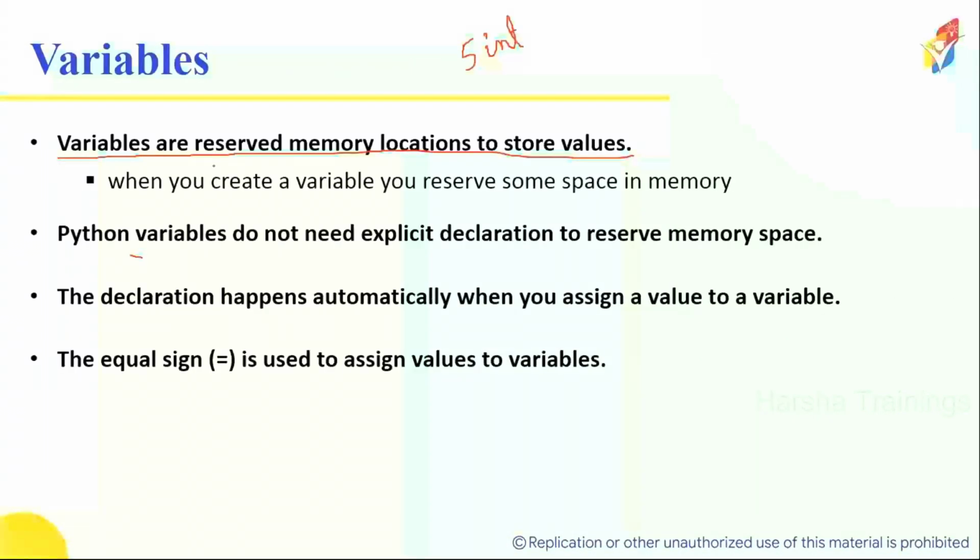Look at here. Variables are reserved memory locations to store values. For example, 5 is called an integer, and 5.5 is called a float. Floats have an integer part and a real part. Now if I want to store strings, a string is nothing but a sequence of characters. To store strings, I will use either single quotes or double quotes.